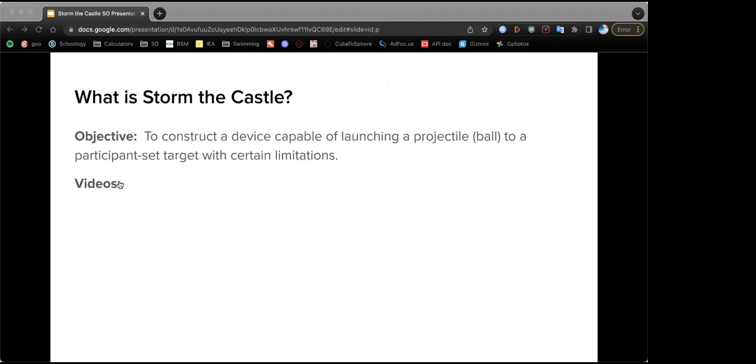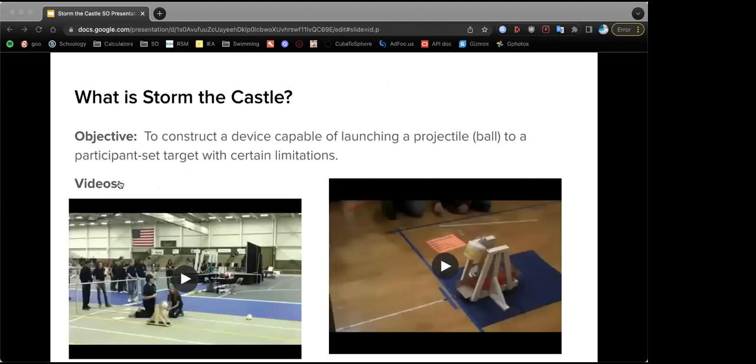All right. Now, what is Storm the Castle? The primary objective in this event is to make a device capable of launching a projectile, which will be a ball in most cases, to a participant set target. What I mean by participant set target is that you set a certain distance, and your score will be calculated based off the target distance, and obviously whether the target was hit or not. Let's check out some video examples of other students who took this event.